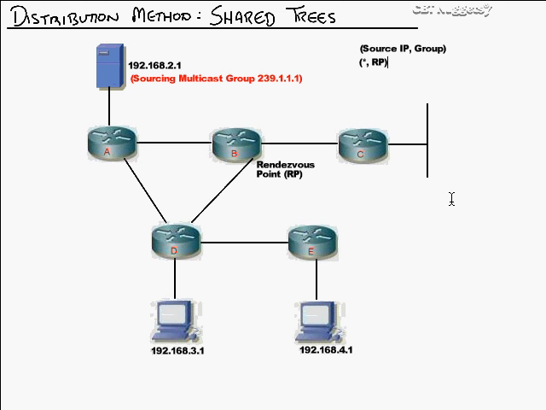Multicast creates its own little world, its own little routing table that it's going to use. And when you use a shared tree method, all of these routers are going to point to the rendezvous point as their source for multicast. So here's the rest of the story.